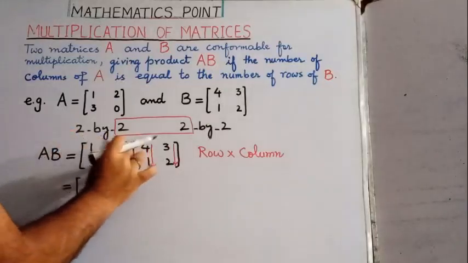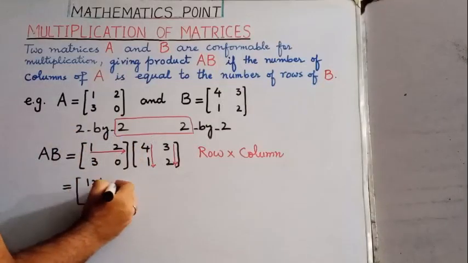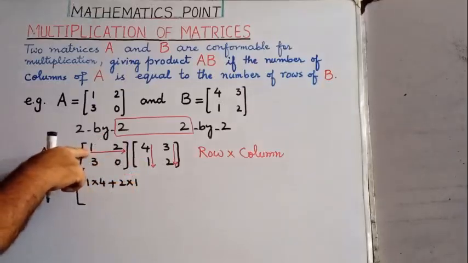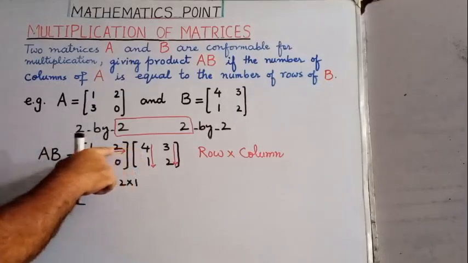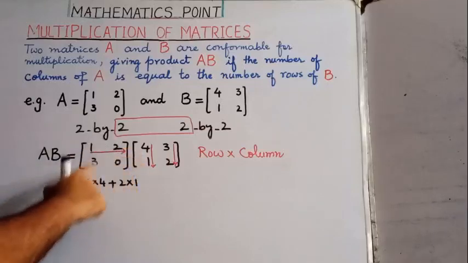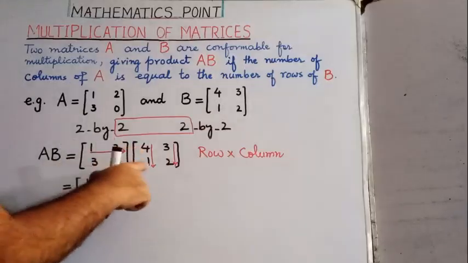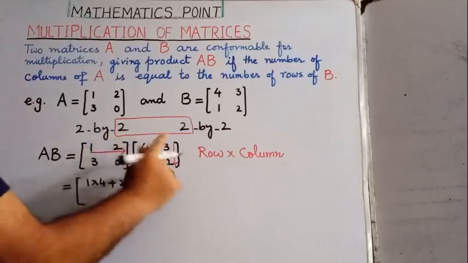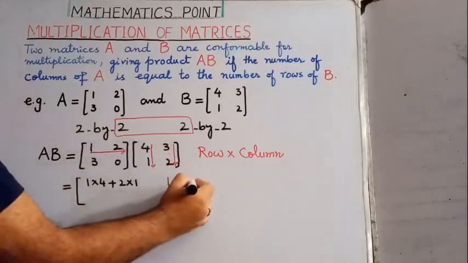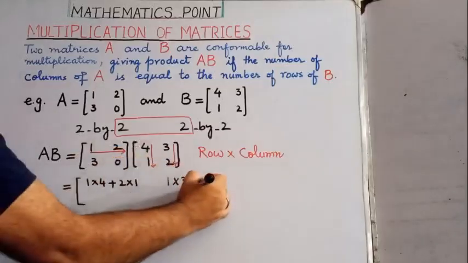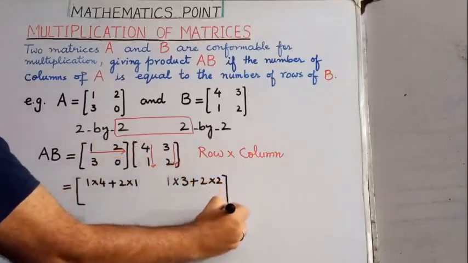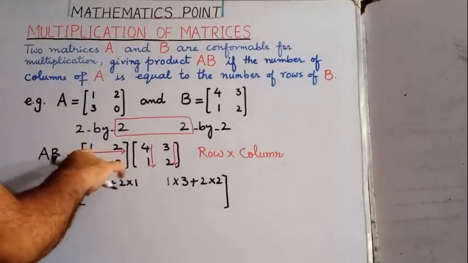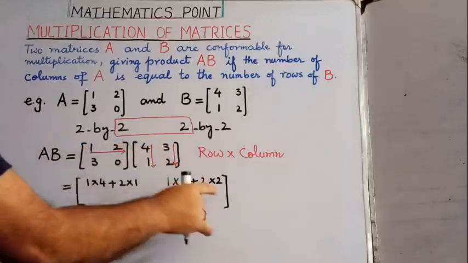So 1 multiplied by 4 plus 2 multiplied by 1. First element is multiplied by first element and second element is multiplied by second element. 1 multiplied by 4 plus 2 multiplied by 1. Now multiply row 1 with column 2. 1 multiplied by 3 plus 2 multiplied by 2. Right? First we have multiplied first row with first column and then first row into second column.